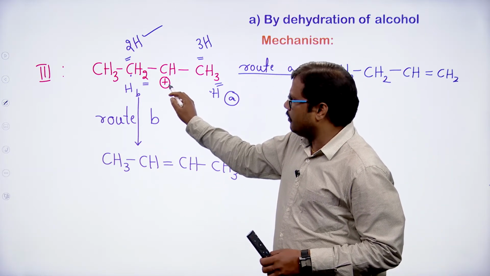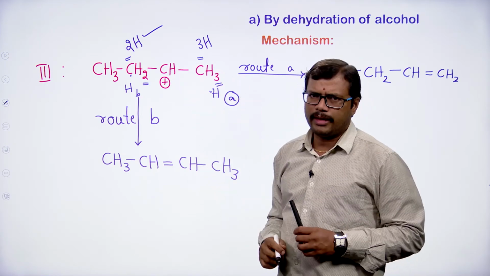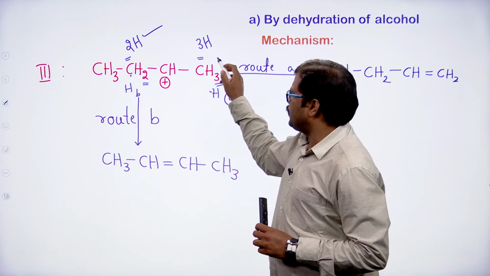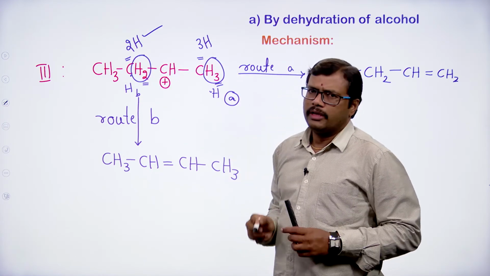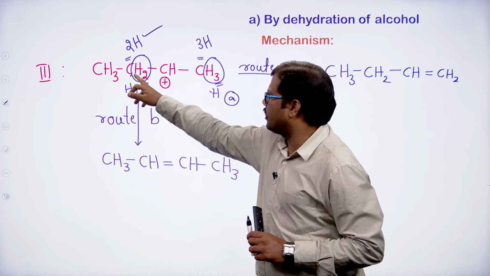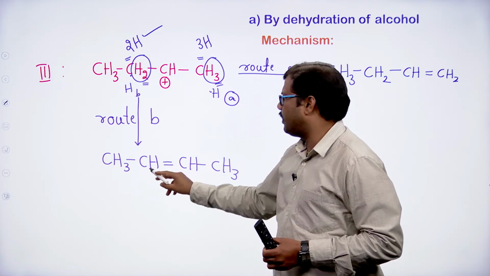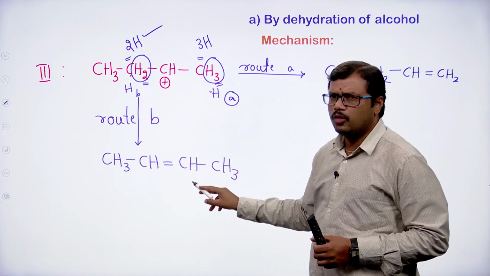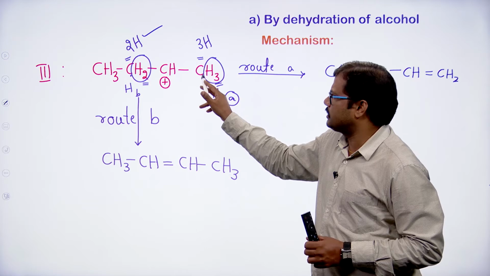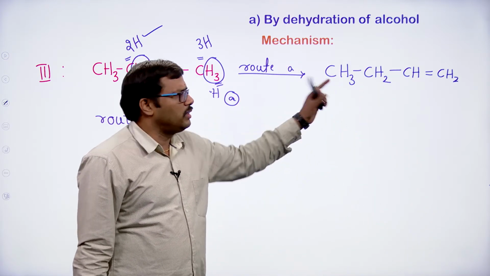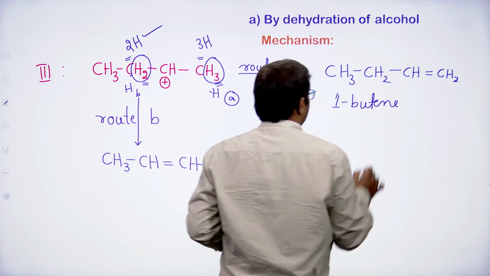If beside this carbocation any number of carbon atoms are present, look at those carbons and at the number of hydrogens present around that particular carbon. Here it is 3 and here it is 2. So, always remove the hydrogen from the carbon having the least number of hydrogens. If you remove the hydrogen from here, we get a double bond between these 2 carbon atoms, so we get 2-butene as a product. If this hydrogen is removed, we get a double bond between the first and second carbon atoms, so we get 1-butene as a product. So, this is 1-butene, and this is 2-butene.